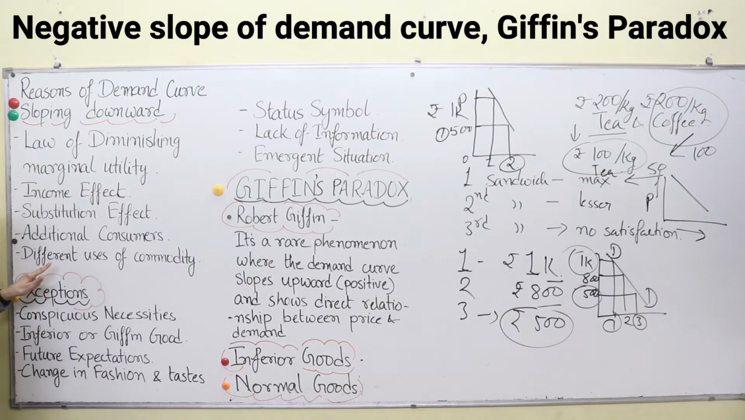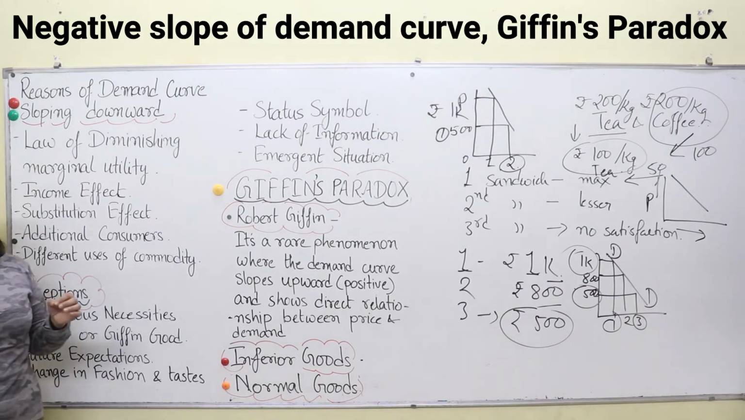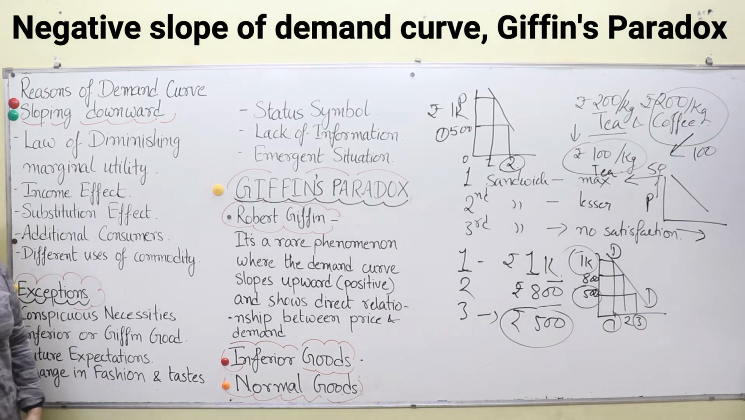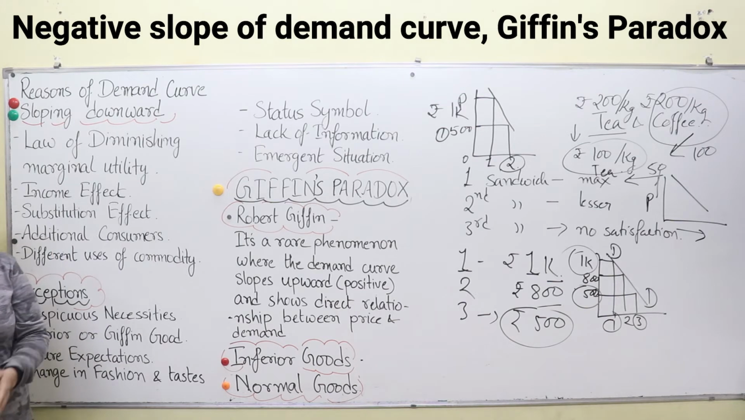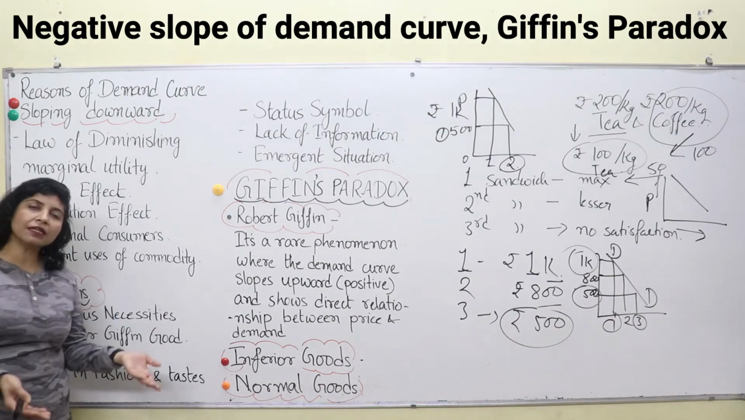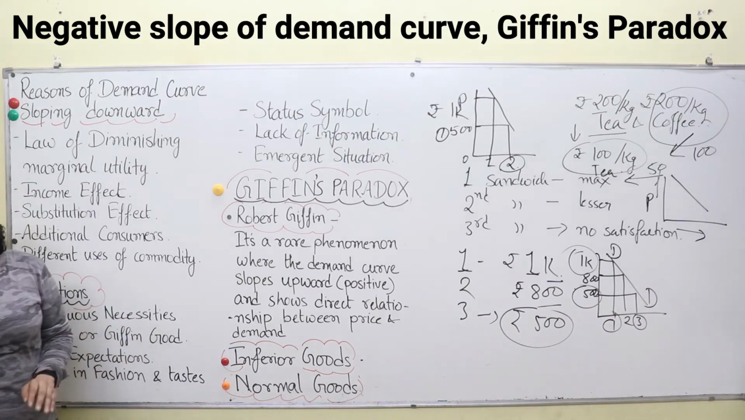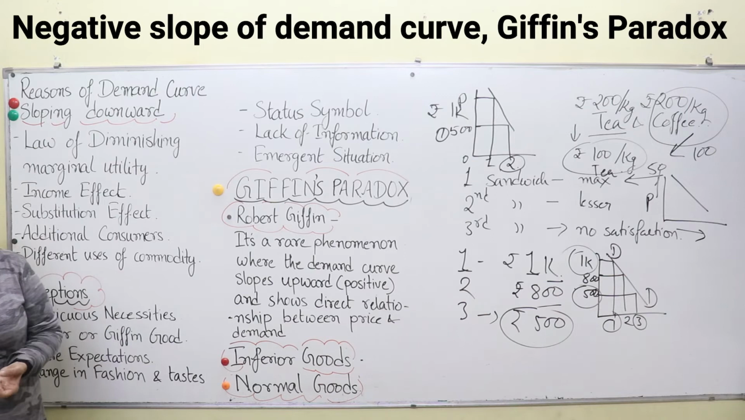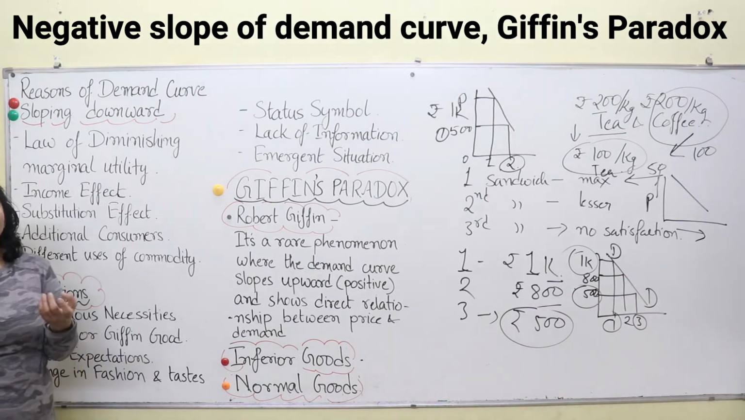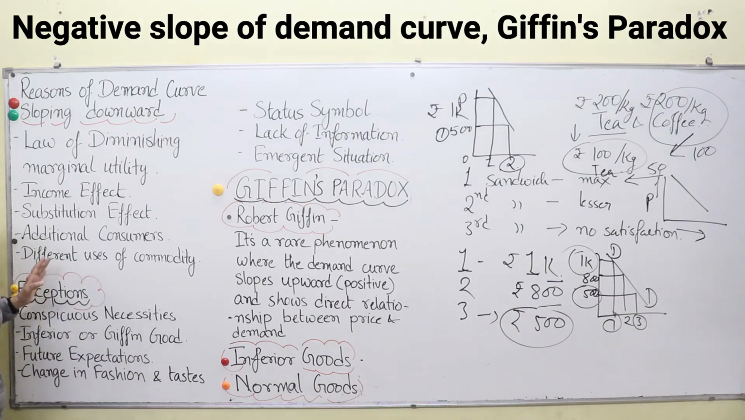Then your different uses of commodity. Any commodity, like take for example milk, sugar, they have different uses. Take for example milk can be used for feeding babies or children. They can be given milk, okay, in their diets. Or you can make tea or coffee with milk. You can make different kinds of confectionery items with that, cake with that, or you can make laddus with that, and different items with milk.